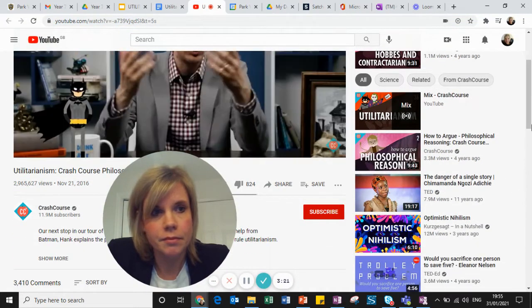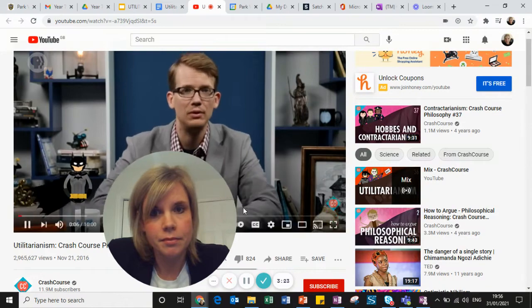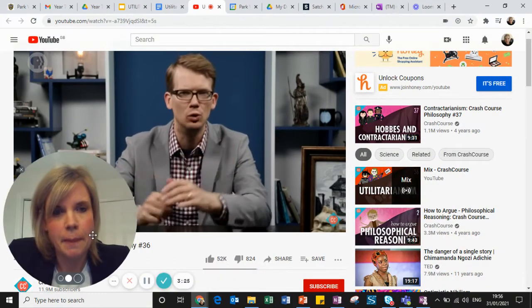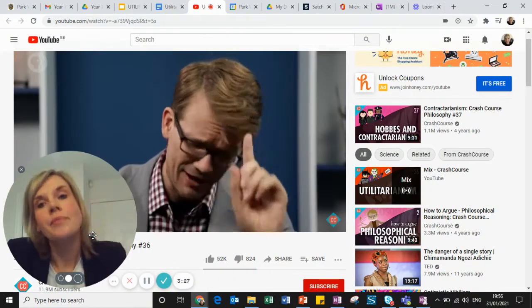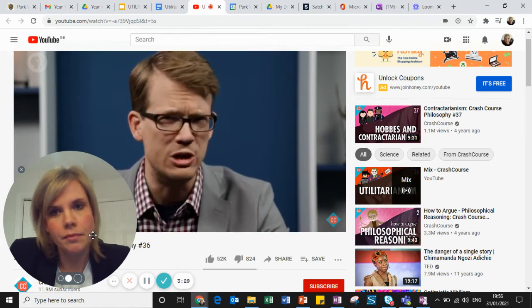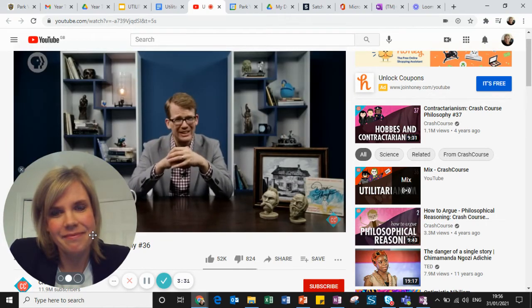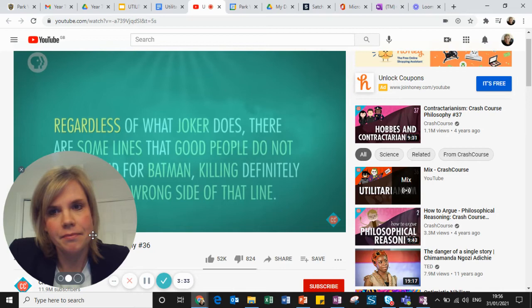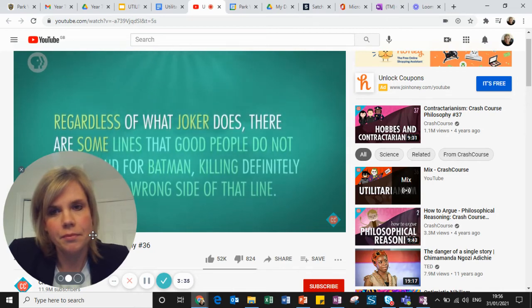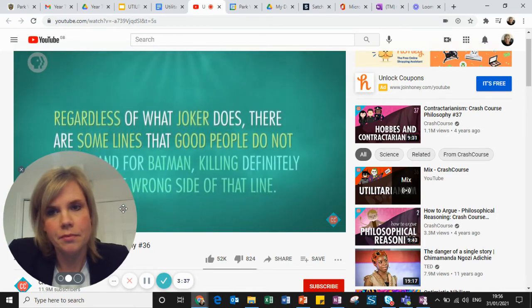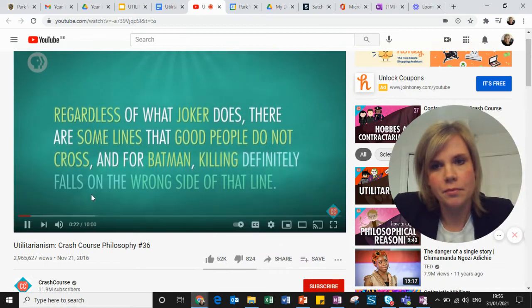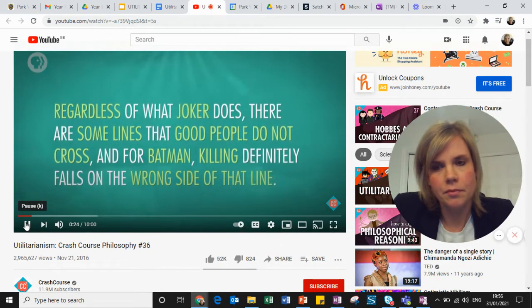Would Batman kill the Joker? If you were to ask the Dark Knight himself with his hard and fast no-killing rule, he'd say absolutely not. When you think about it, dude is pretty Kantian in his ethics. Regardless of what Joker does, there are some lines that good people do not cross. And for Batman, killing definitely falls on the wrong side of that line.